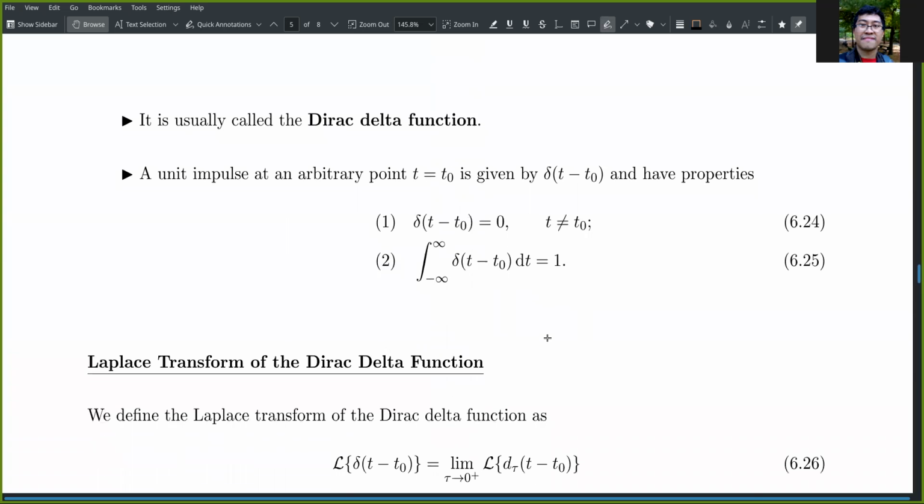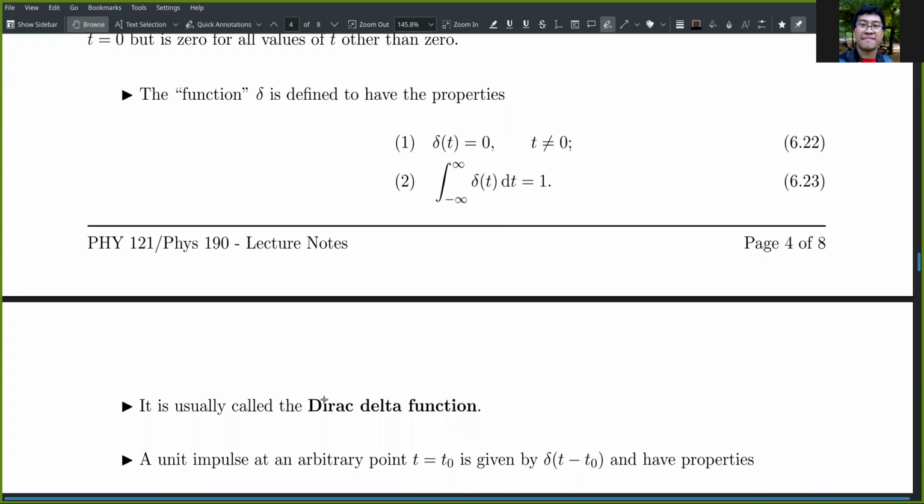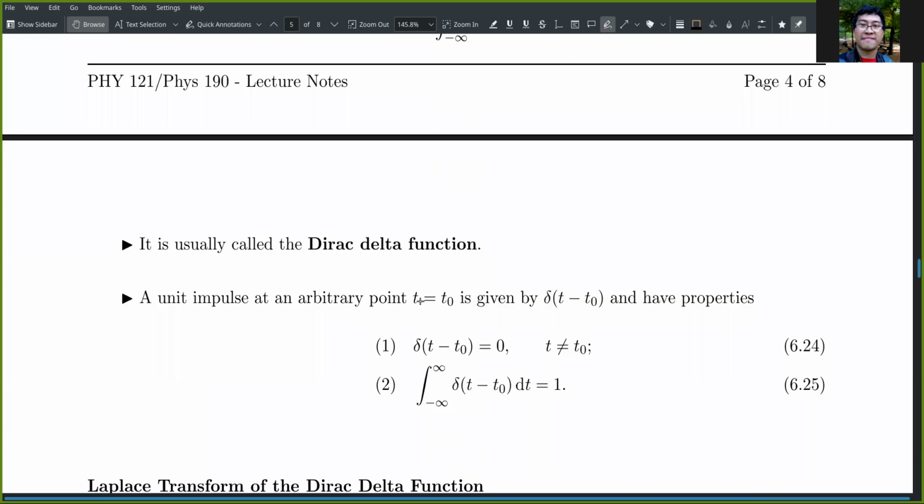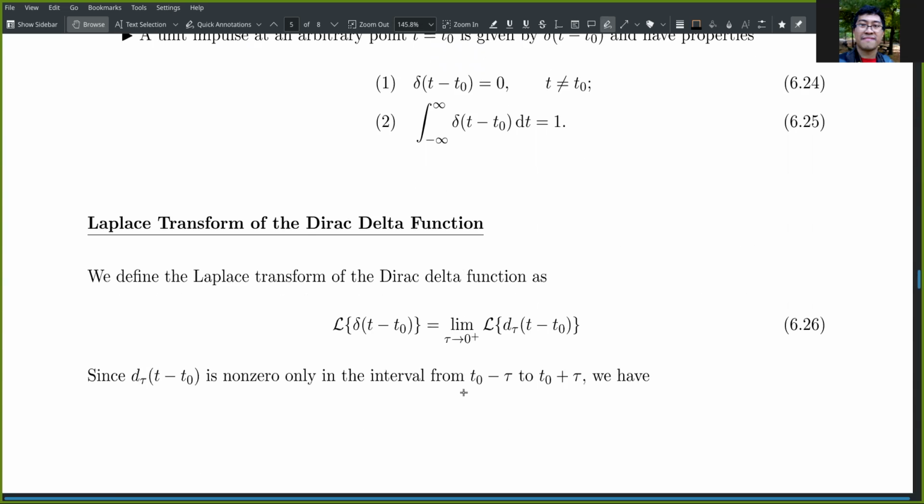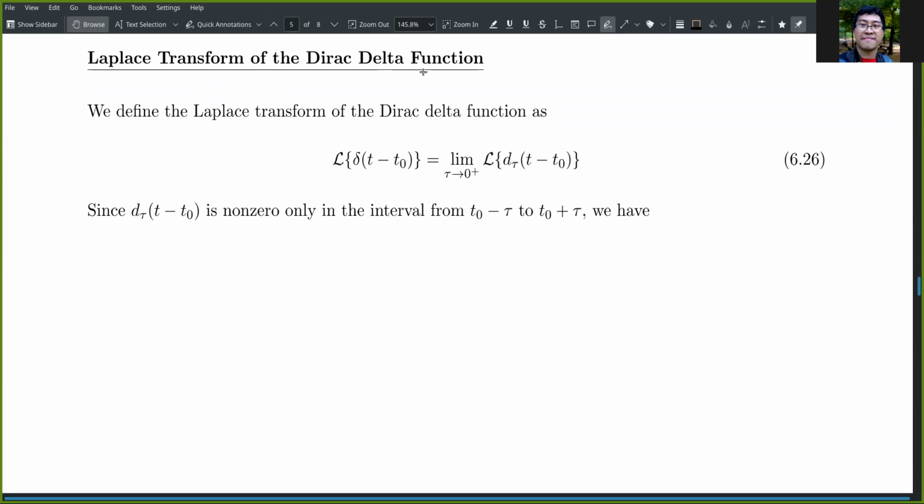It's called the Dirac delta function, given by this with these properties. But if you have an arbitrary point t equals t naught, then the properties of the delta function would just follow like this. Let us try to determine the Laplace transform of the Dirac delta function. So this is the delta function. Our Laplace transform can be determined by using a limiting condition here.